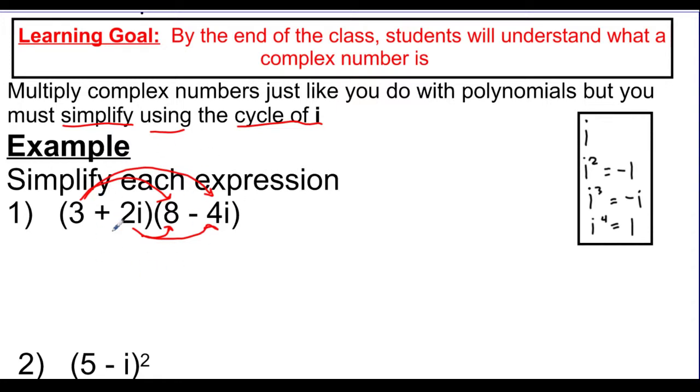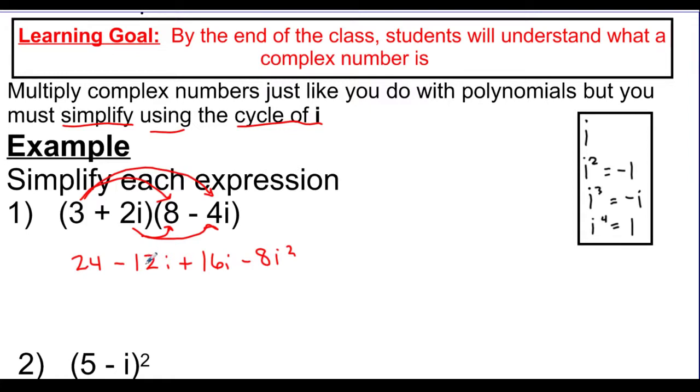Okay, so if I do this distributing just as if it was a regular polynomial expression, I'm going to say 3 times 8 is 24. Okay, I'm going to say 3 times -4i is -12i. Okay, and then I'm going to move to the second expression. 2i times 8 is positive 16i. 2i times -4i, be careful, this is the tough one, -8 comes from 2 times -4, i times i is i squared.